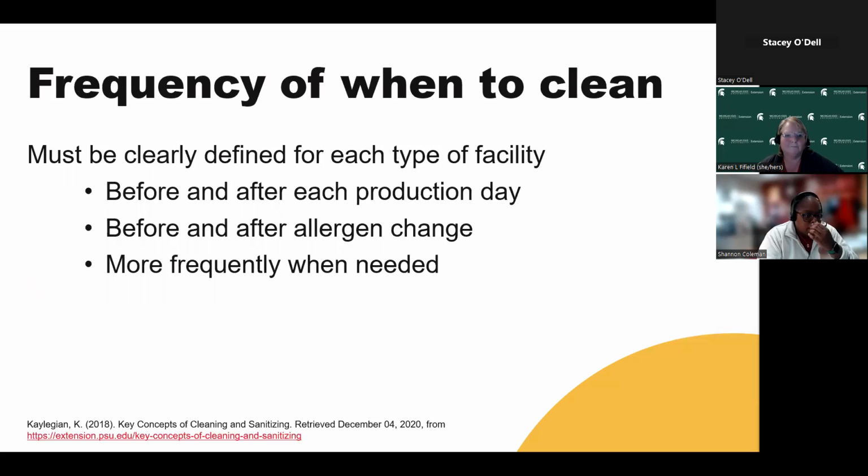So the frequency of cleaning must be clearly defined at your facility, and that is how you set it up and how you define it. This includes, but is not limited to, before and after production day. Also consider after an allergen change, and then more frequently when needed. For example, in meat and dairy processing, there is a daily clean to get rid of soil and allergens that can be used for bacteria growth.